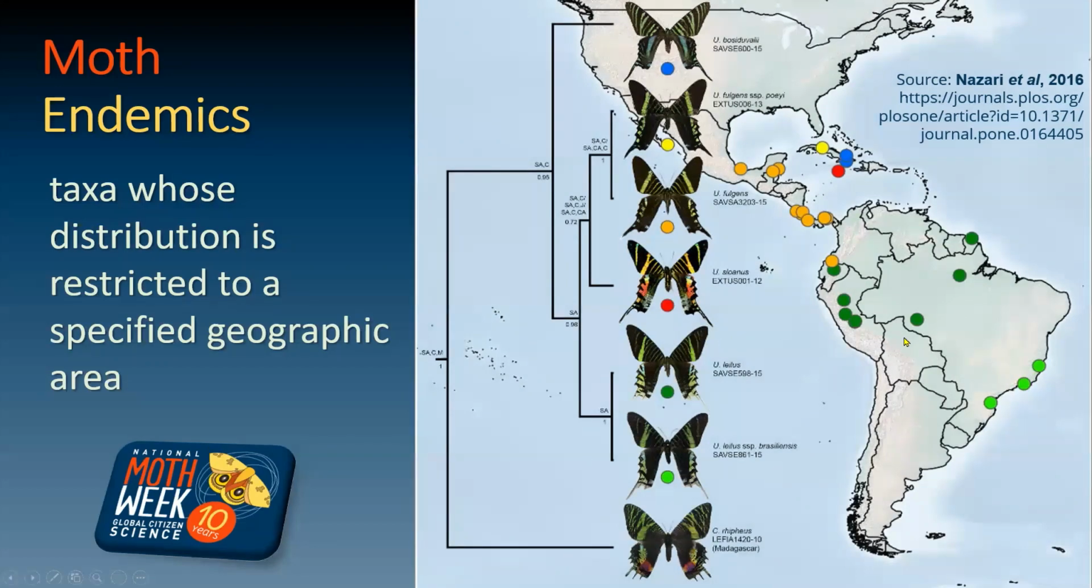So this example we're showing here is the genus Urania, the sunset moths, of which the original species, at least the oldest in the evolutionary tree, the family tree of the Uraniidae, which comprises Urania and allied genera, comes from Madagascar, whereas the rest of the species come from the neotropics, that's tropical Americas.